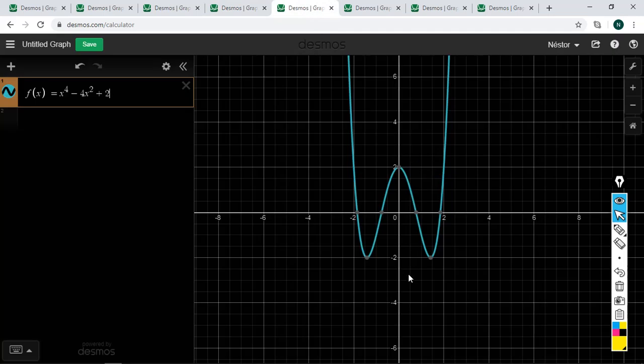Another function symmetrical with the y-axis, this one. Okay, a little more complex function, but as you can see, the y-axis also divides the graph of the function in two equal and perfectly matching pieces. If I folded this function about the y-axis, this piece on the left side and this piece on the right side would match. And so this is a function which is symmetrical with respect to the y-axis.